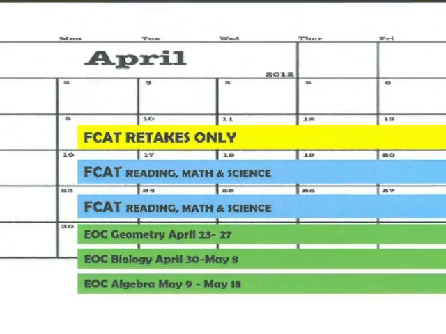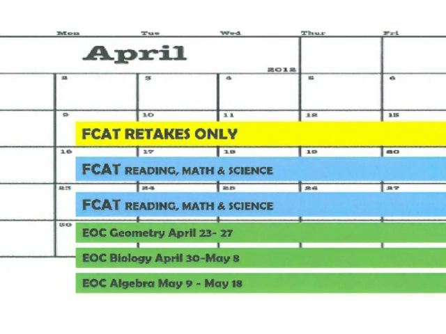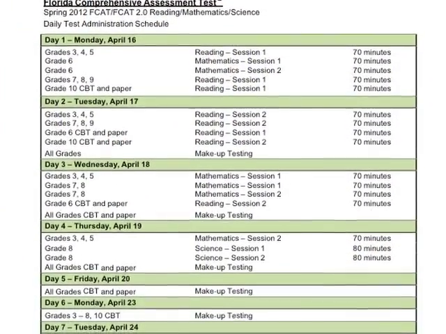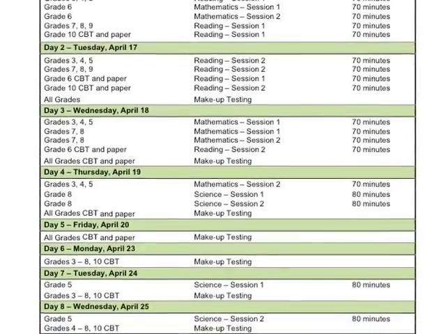As you can see on the calendar, this year's FCAT begins on Monday, April 16th, and runs through Friday, April 27th. Note, at the high school level, the FCAT retakes are administered April 9th through the 20th. Computer-based retakes may be administered throughout the entire window, while paper-based tests must be administered during the week of April 9th through the 13th. The daily session schedule and some of the session lengths differ from previous years.